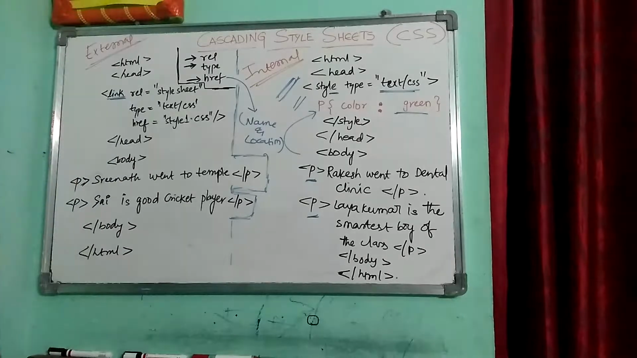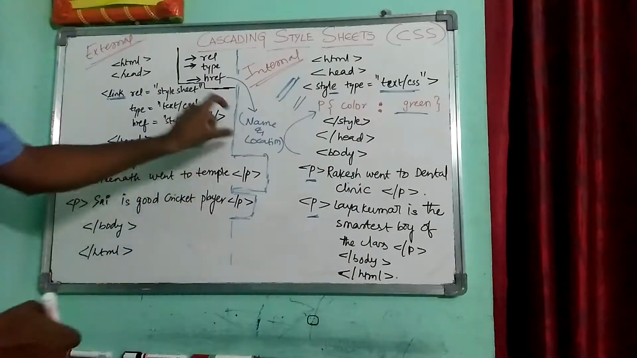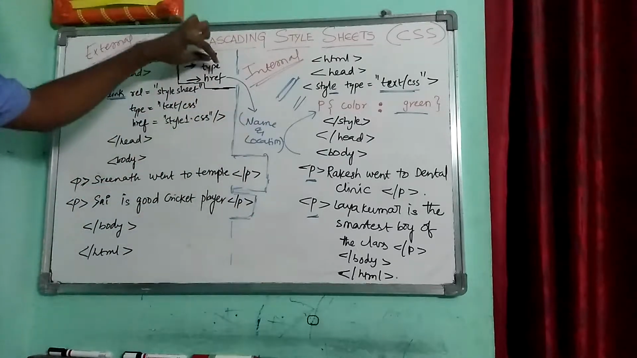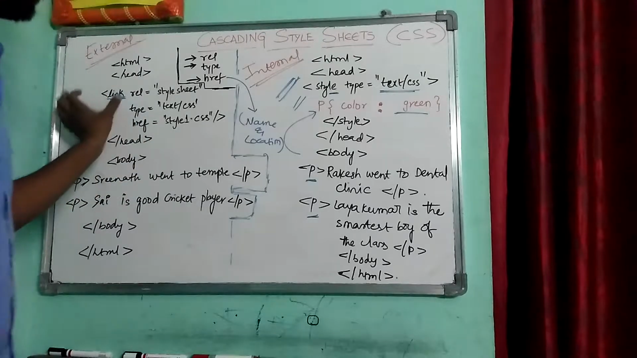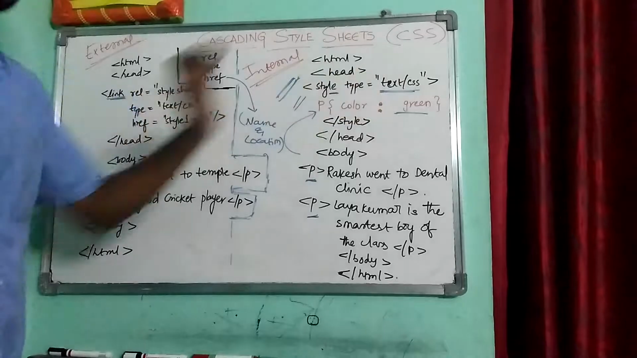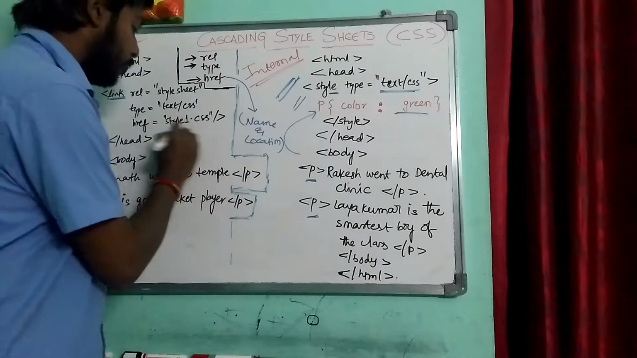Name and location of the external style sheet which you want to style. The name and location will be stored in href. What is given? The link's rel is stylesheet, the type is text/css. Next, href is style1.css. You need to be careful here.